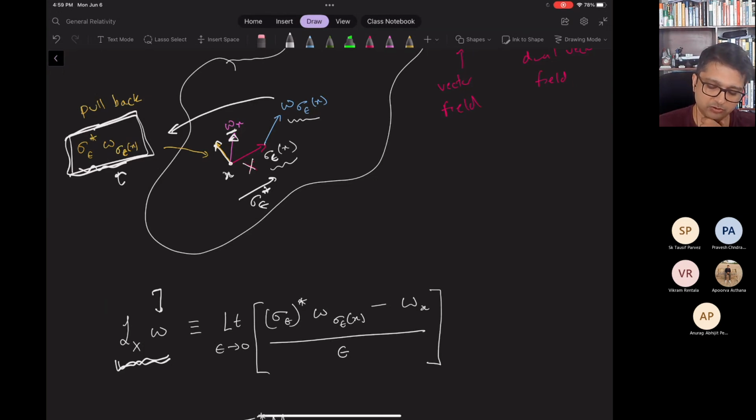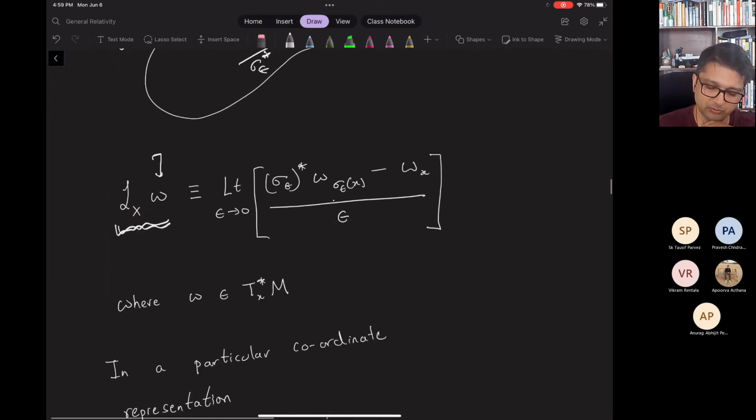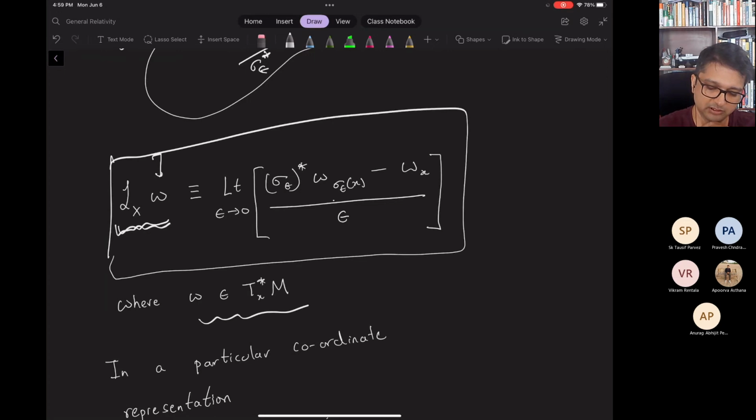So I now have the limit as epsilon goes to 0 of sigma_epsilon star omega at sigma_epsilon(x) minus omega at x, divided by epsilon. In an equation, it's the difference between this dual vector and the original dual vector omega at x, where omega belongs to the dual vector space. This is the definition of the Lie derivative as applied to dual vectors, and this gives me a dual vector at x.